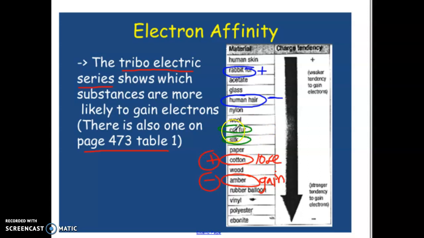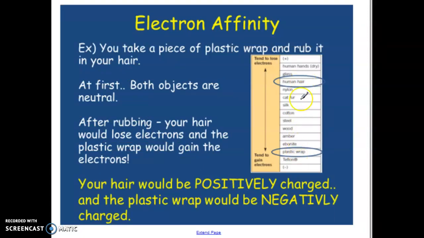Because cat fur is higher than silk, cat fur is going to lose electrons and silk is going to gain them. So there's a whole bunch of different types of charts like this. The only difference between the charts is the stuff that is listed here, the types of materials. The procedure that we just used to look at it, like looking at where they're located, is exactly the same. So you have one in your textbook on page 473. It actually looks like this one, but it works the same way. It's just that it has different materials that are listed.